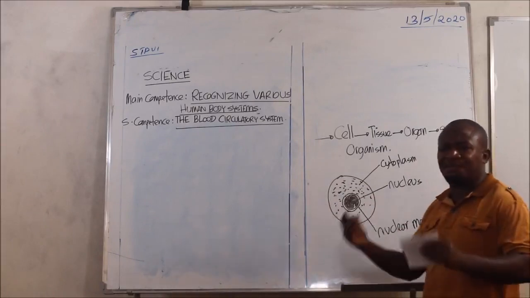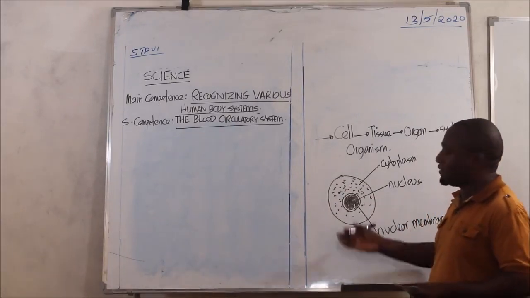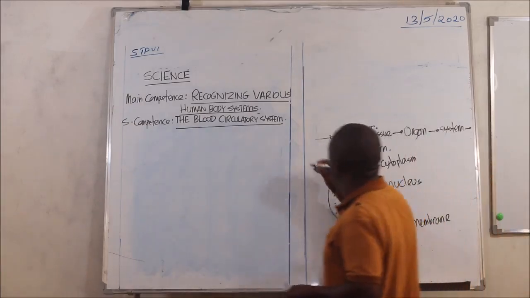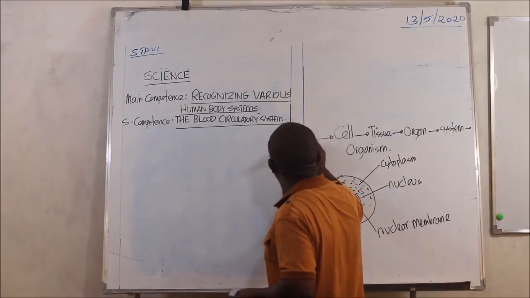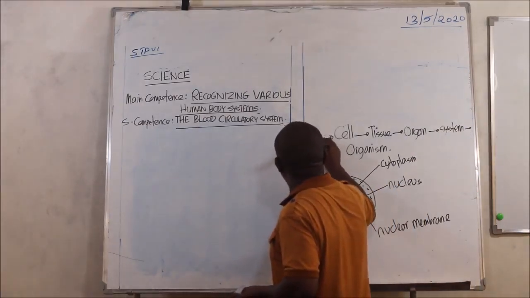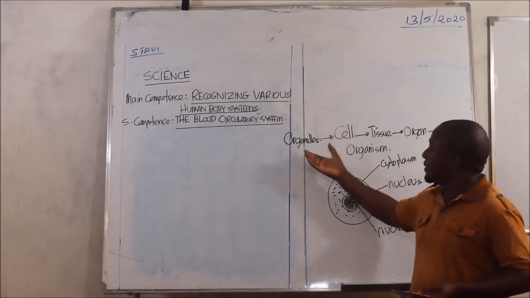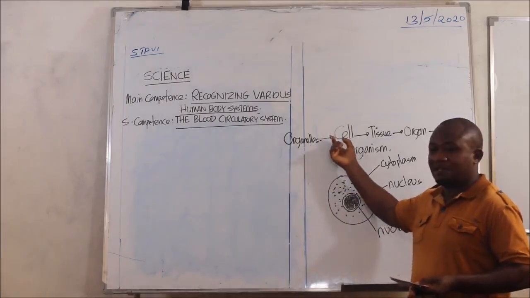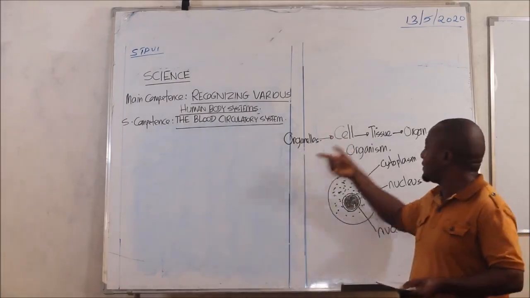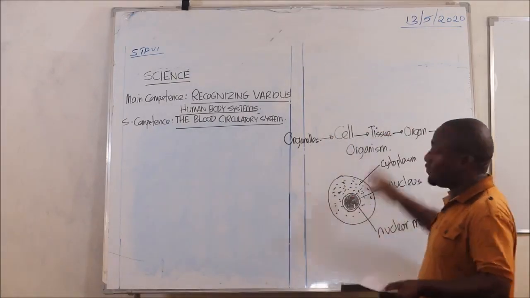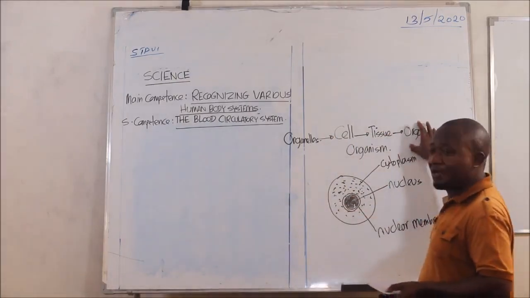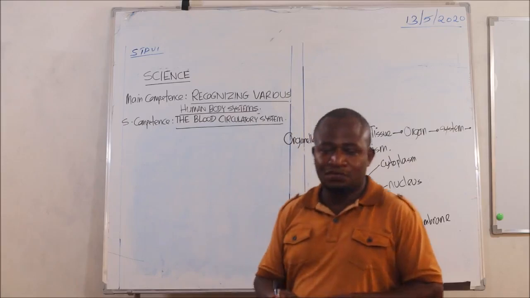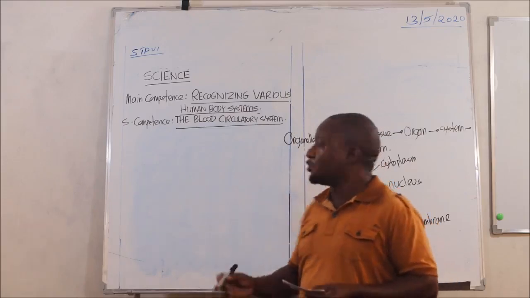So, all these components which are found in a cell are known as cell organelles. We call them organelles, cell organelles. We believe that cell organelles combine to form a cell, and then a combination of many cells form a tissue, and a group of tissues performing a particular function form an organ, and the series continues.